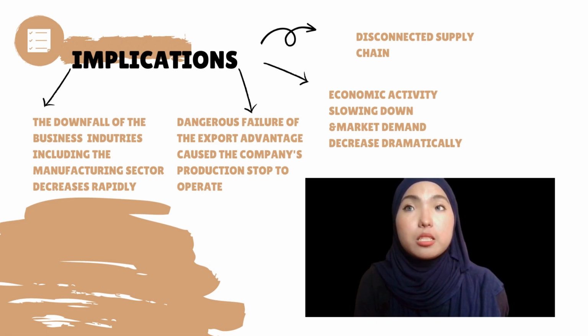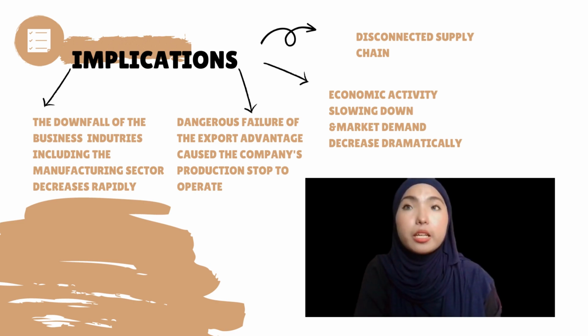Thus, many business industries need to shut, except for supermarkets and certain shops that provide necessities to its residents, including the manufacturing sector. The implication for the industrial sector is the downfall of the business industries, including the manufacturing sector, which decreased rapidly. During the pandemic, any investment in Malaysia needs to be put on hold as no manufacturing operations are allowed to be executed, in order to reduce the spread of the pandemic.